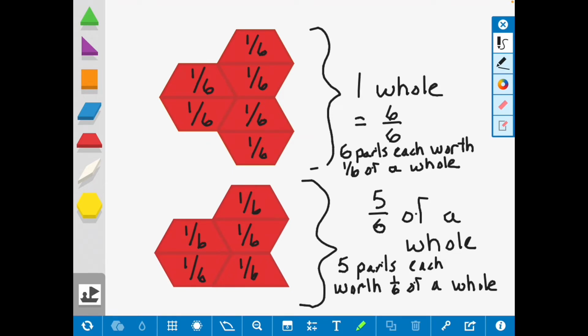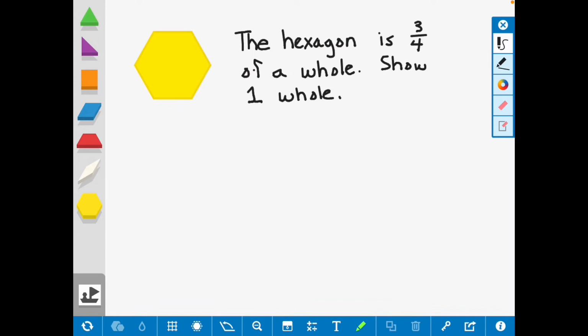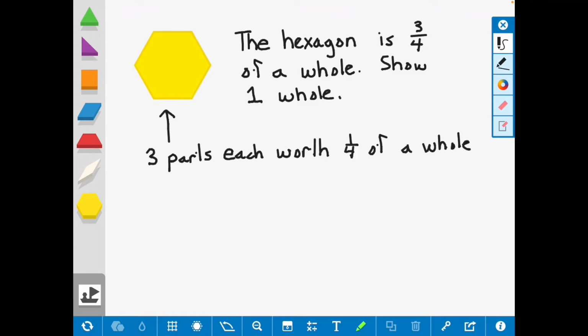Let's try another one. In this problem, the hexagon represents 3/4 of a whole, and our task is to show one whole. So let's think about what this means. 3/4 of a whole means 3 parts, each worth 1/4 of a whole. Remember that the numerator tells how many, and the denominator names the part. It tells the size of the part.